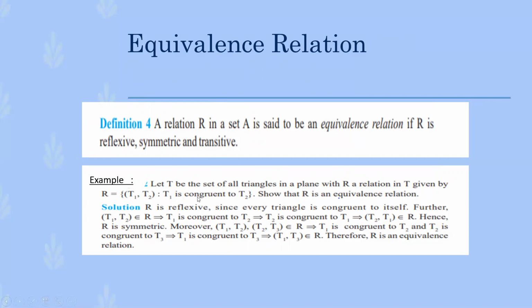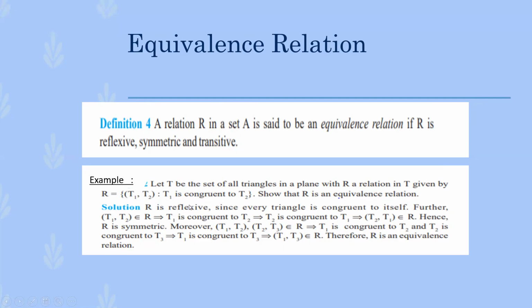Let's see one example over here. Let T be the set of all triangles in a plane with R a relation in T given by R = {(T1, T2): T1 is congruent to T2}. That is the condition they kept for the relation. Show that R is an equivalence relation. This is a set of triangles. Just see, first thing for R, then S, and then T.